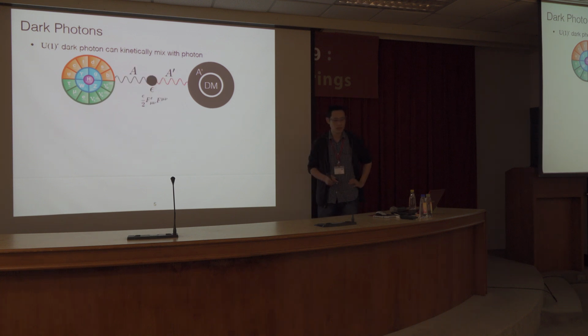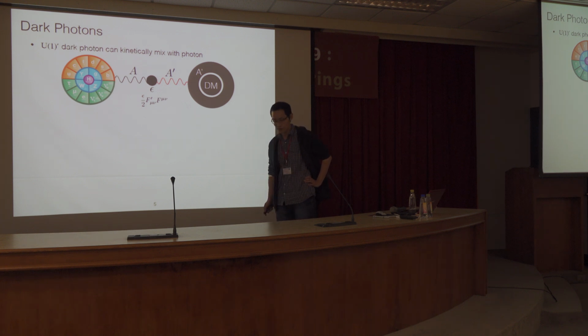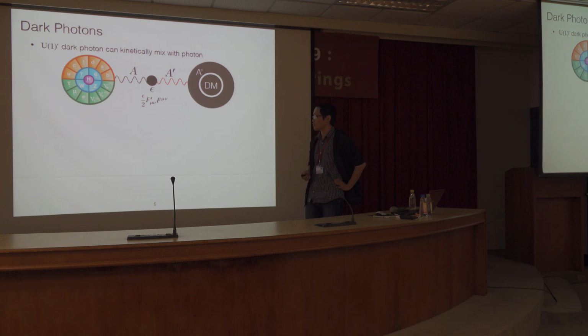So you can introduce some loop-heavy formula over here. When you integrate, you get the effective operator. The effective operator is 1 over epsilon times F_μν' F_μν. F_μν' is the dark photon, and F_μν is our familiar photon. This is the effective Lagrangian we can write down. It doesn't violate any symmetry.